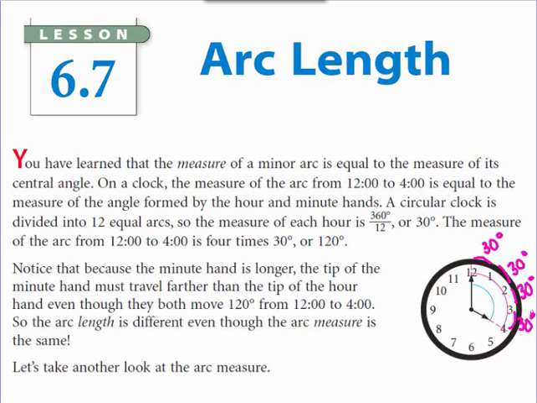Notice that because the minute hand is longer, the tip of the minute hand must travel farther than the tip of the hour hand, even though they both move 120 degrees from 12 to 4. So the arc length is different, even though the arc measure is the same. So when we're talking about arc length, they're saying that this one right here would just have to travel that far. The other one on the inside is going to have to travel a shorter amount. So you can see obviously that the longer one's going to have a longer amount to travel because the radius is longer than the other one.